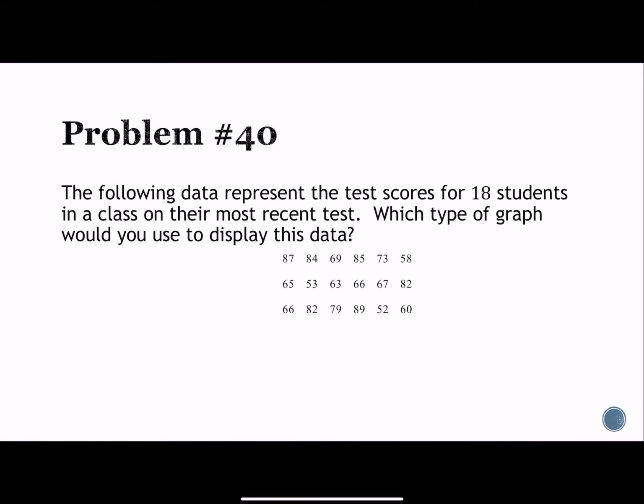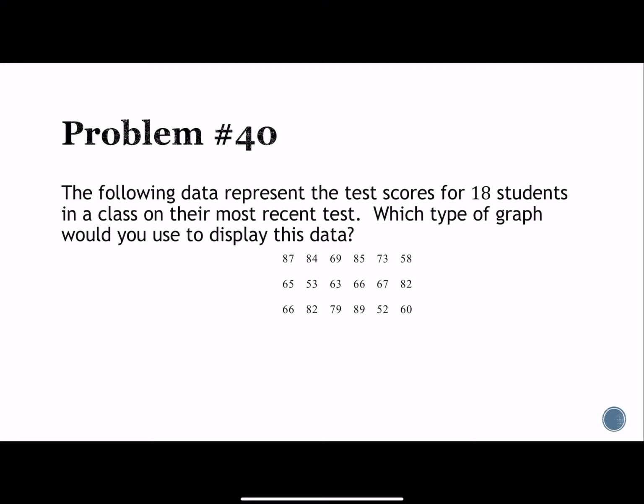The following data represents test scores for 18 students in a class on their most recent exam. Which type of graph would you use to display this data? So we've got some values here. This is chapter 2, asking about the types of graph. Maybe a stem and leaf plot would be good, possibly a histogram, because it is quantitative data. Either one of those would certainly be acceptable.